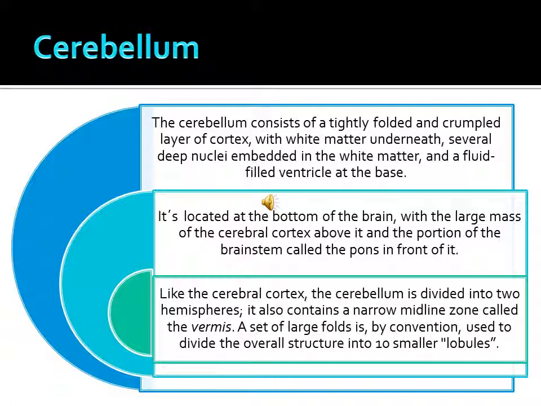Like the cerebral cortex, the cerebellum is divided into two hemispheres. It also contains another midline zone called the vermis. A set of large folds is, by convention, used to divide the overall structure into 10 smaller lobes.